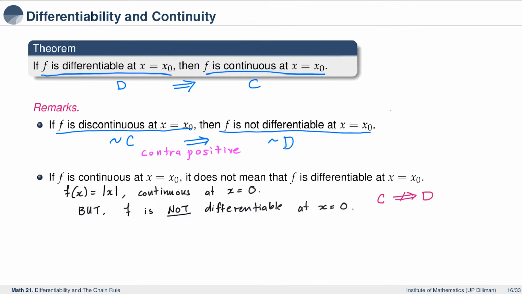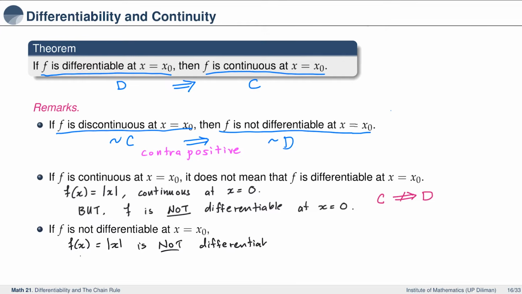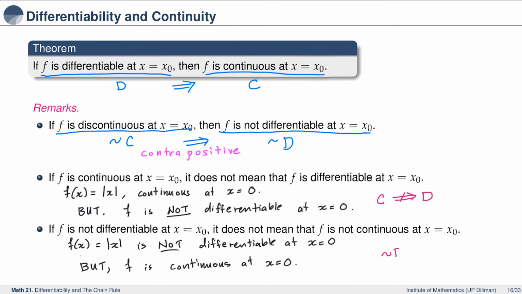Okay, lastly, what if the function is not differentiable at a point, say x equal to x naught? Can we say that it is also not continuous at x equal to x naught? Well, if you consider again the absolute value function, we have shown that it was not differentiable at x equal to 0, yet it was continuous at x equal to 0. Thus, the negation of D does not necessarily imply the negation of C.